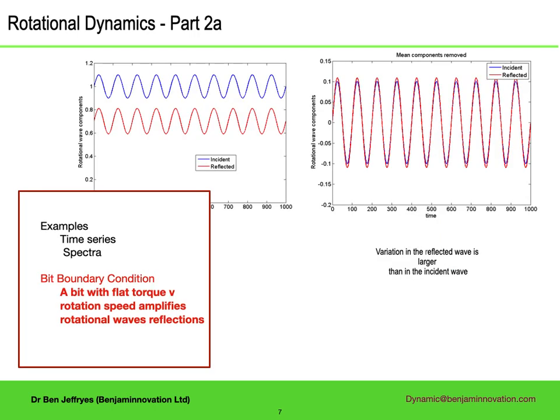I then show how the bit, as well as generating rotational vibrations, also amplifies them, even when the energy needed to remove rock does not vary with rotation speed. You can see in the image that although the reflected rotational wave has a lower overall size on the left, variations on the right have been amplified.